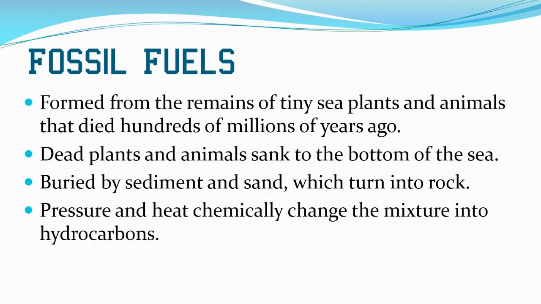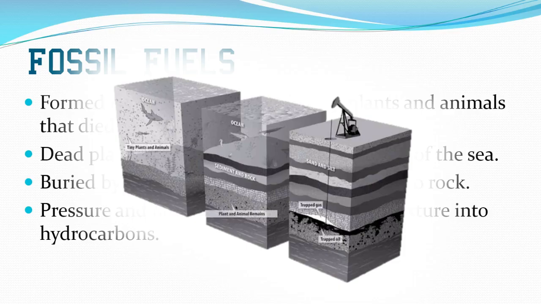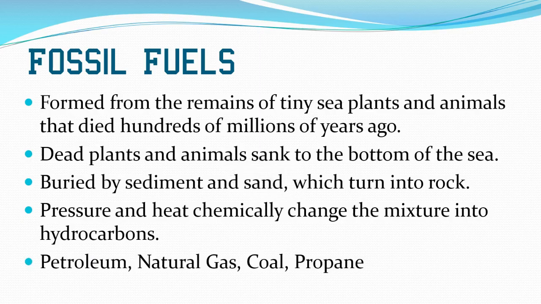The pressure and heat chemically changed the mixture, so it changed this pile of animal and plant life into hydrocarbons. Those hydrocarbons come together underneath millions of pounds of pressure and millions of years to give us petroleum, natural gas, coal, and propane. It's like taking the energy that exists in biomass and letting it stew together for millions of years under a lot of pressure. You're essentially getting the cream off the top.